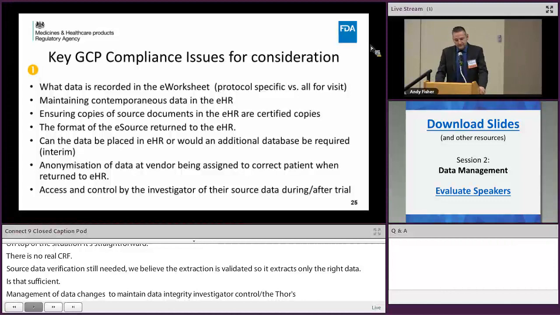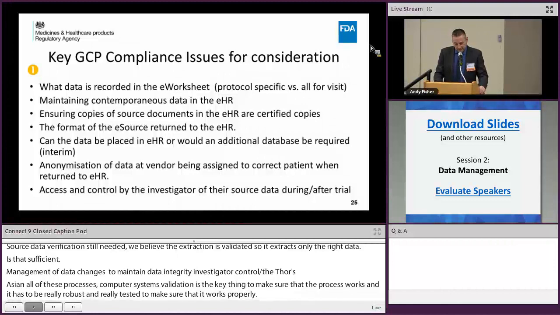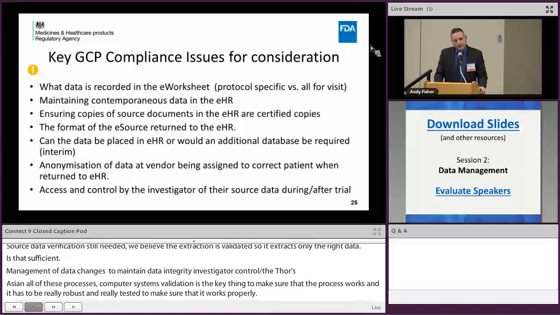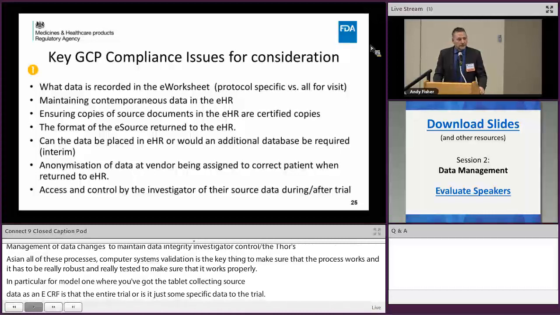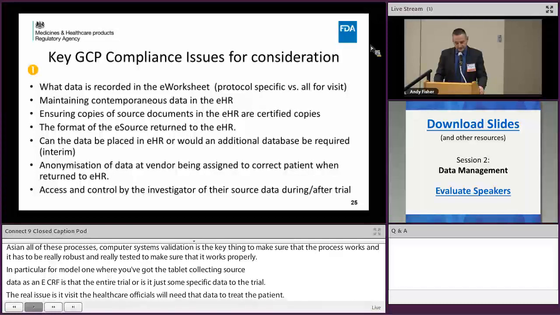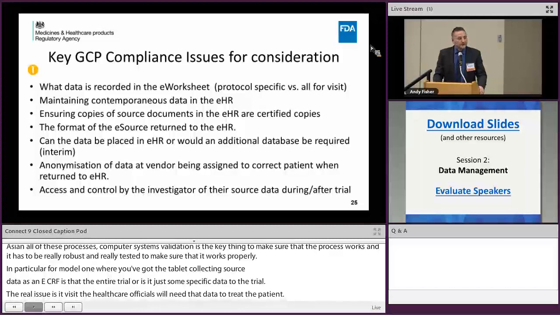So in particular for Model 1, where you've got the tablet collecting source data as an eCRF, is it the entire trial visit, or is it just some specific data for the trial? The real issue is that if it's all the clinic visit, we'd expect that to be in the electronic health record, because other healthcare professionals will need that data to be able to treat the patient as well. So you can't just take it out of their normal clinical practice and not put it in the electronic health record. And then how do you put it back in the electronic health record?